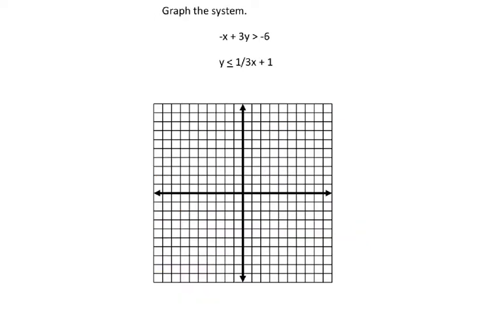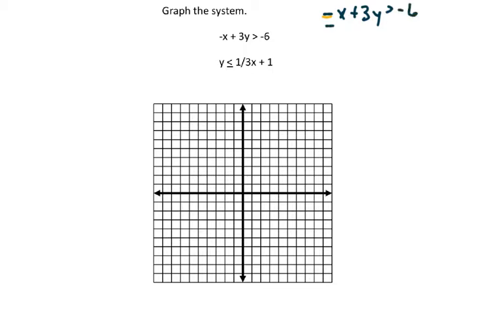All right, let's take a look at our next example. Now this one, you'll notice that neither of the inequalities are in y form. So the first thing I want to do is put them in y form. Let's start with the top one. The top one looks pretty easy. I think all I'm going to need to do is go ahead and recopy up here my equation, negative x plus 3y greater than negative 6.